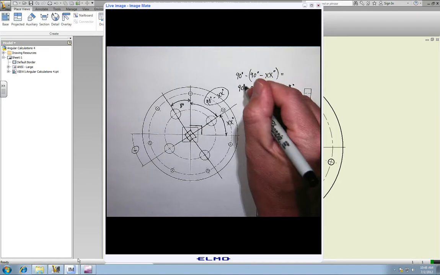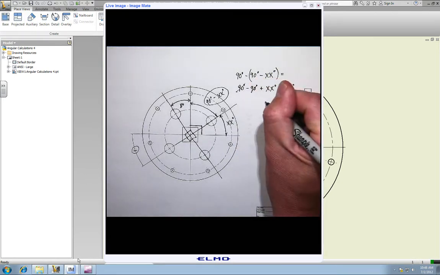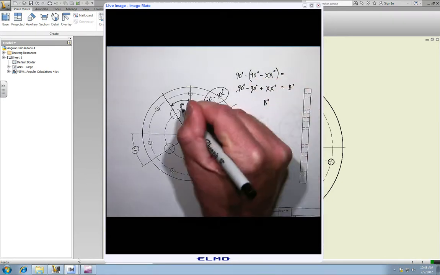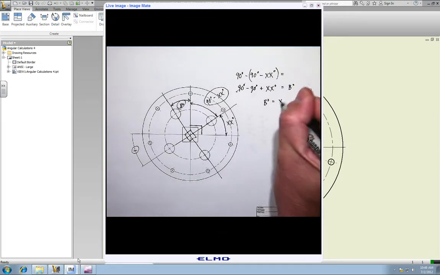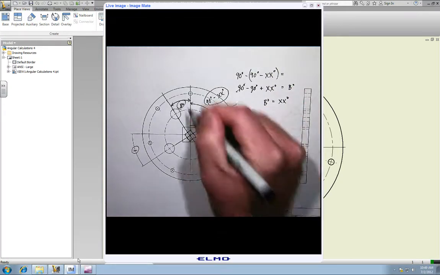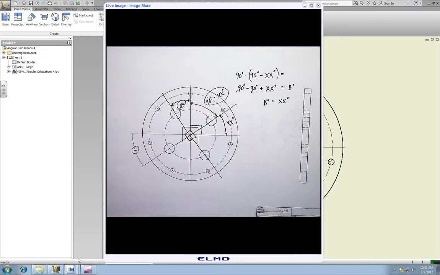Okay, so those cancel. So what does that say? That means that B, this angle, equals XX. Okay, so this angle equals that angle. All right, so that's a little bit of geometry, a little bit of algebra to figure that out.